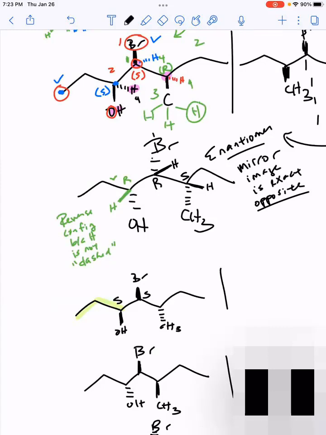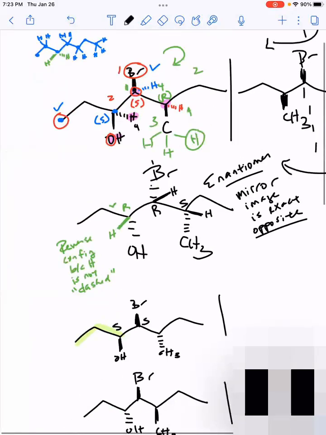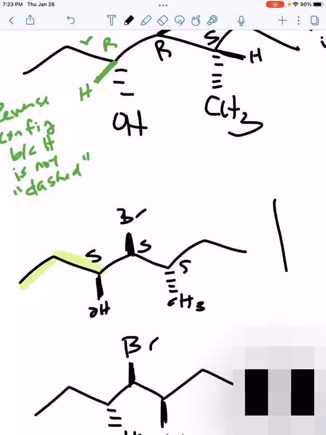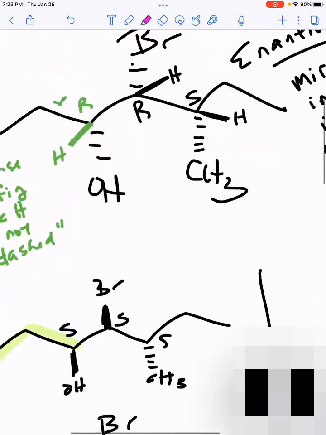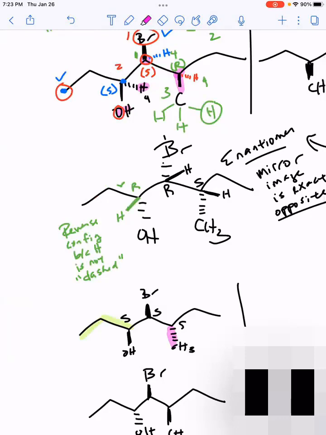So what's the other one? R. This one. R, because it was R up here. So this is going to be what? S. You see how it's reversed from the original image? You see how this one is wedged, and then down here is dashed? Oh, okay. So it's the opposite of that. Okay, right. All right, what about here?